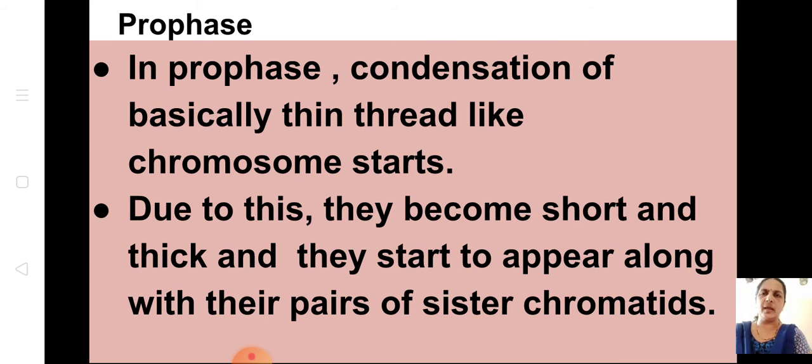So in prophase, what happens to the chromosomes? Condensation of the basically thin thread-like chromosomes starts. Before prophase, in interphase, the chromosome number is doubled, and when they are thick and long, in prophase the condensation will start. Due to this, they become short and thick and start to appear as pairs of sister chromatids. Sister chromatid means the same type of chromosomes. They will appear in pairs with the sister chromatids.